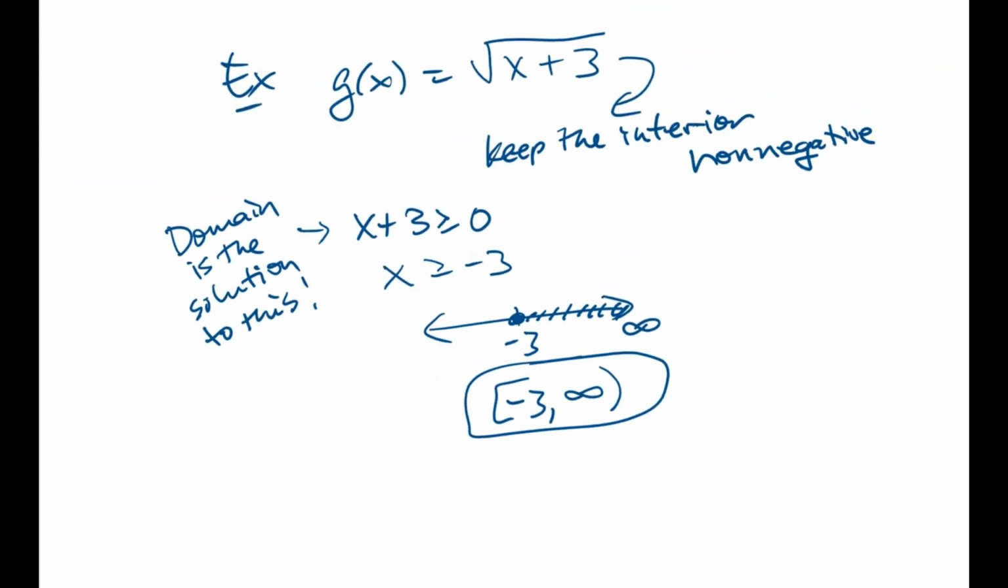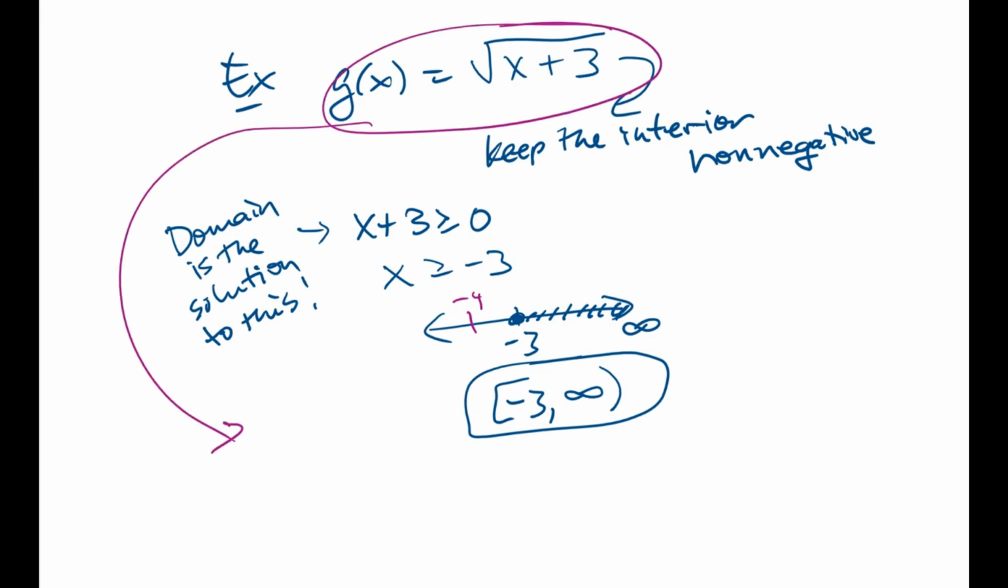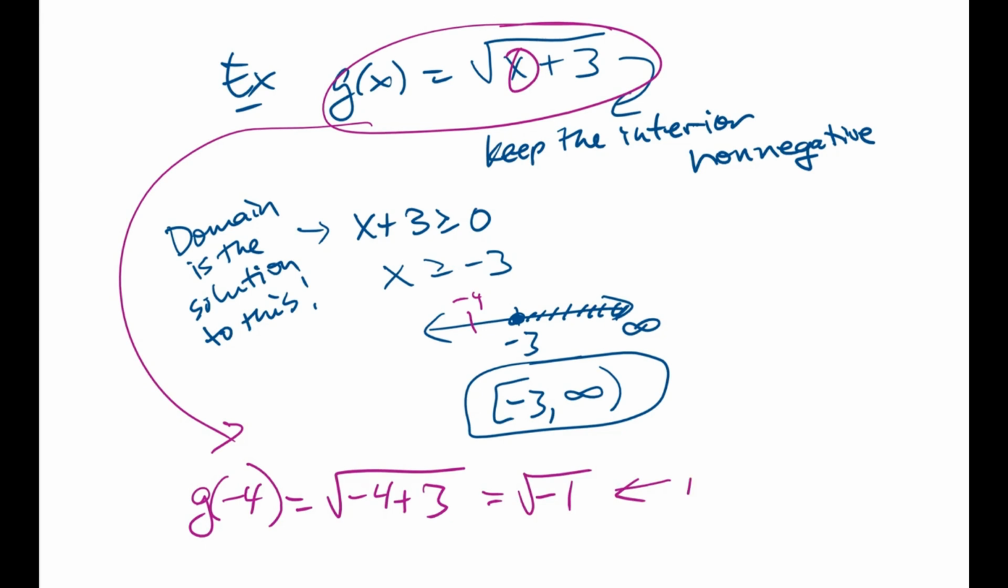All right. So these are the numbers that do work. Let's look at numbers that wouldn't work. So a number that wouldn't work, let's say -4 is here. -4 is less than -3, sorry. So let's plug -4 in. So we get g of -4 is the square root of -4 plus 3, just plugging it in for x, which is the square root of -1, which is imaginary. Okay, and so we tried a number not in the interval, and it didn't work. So that's like an informal check.